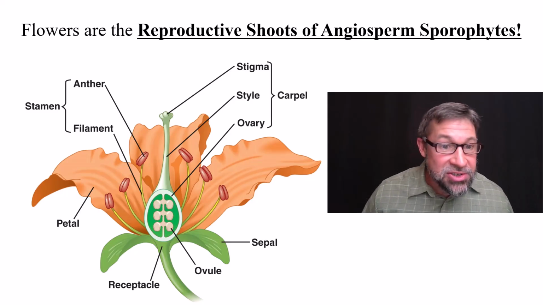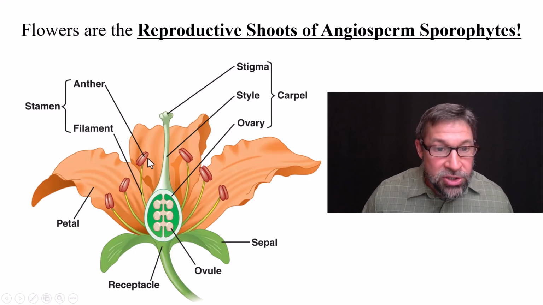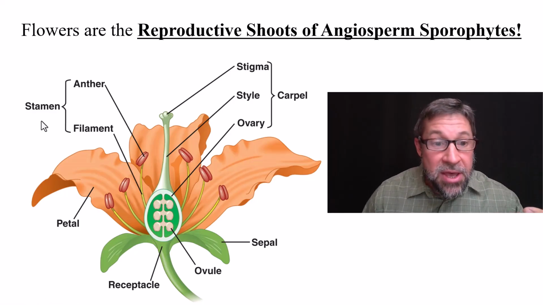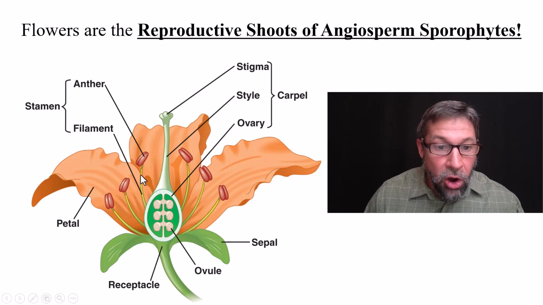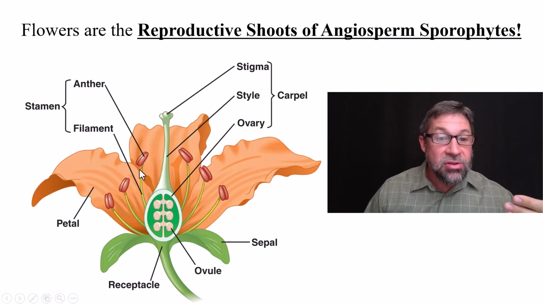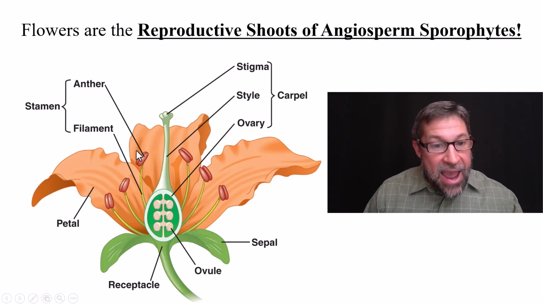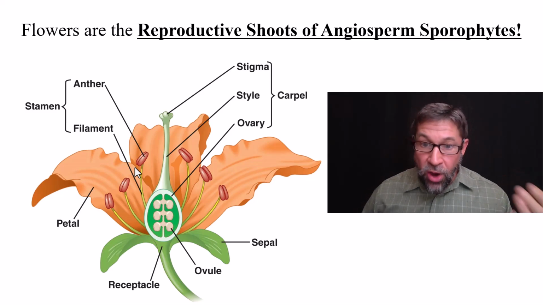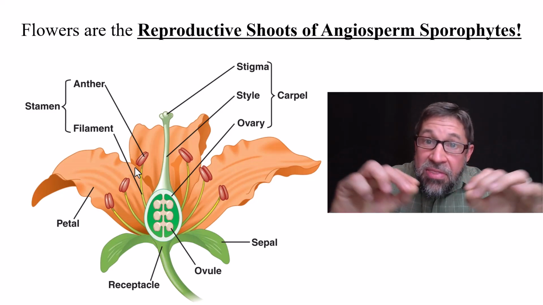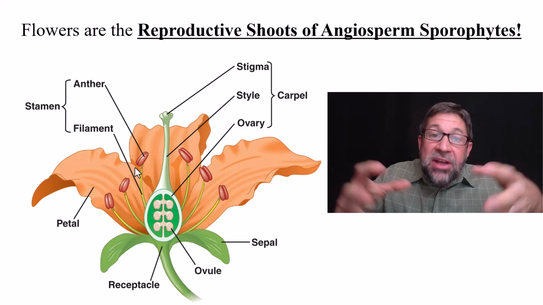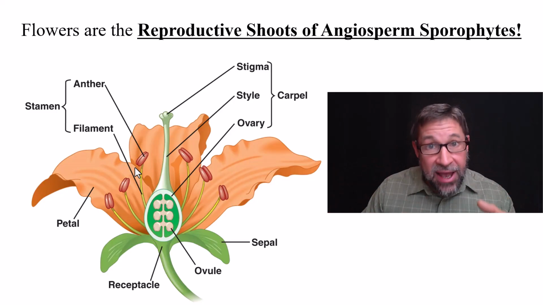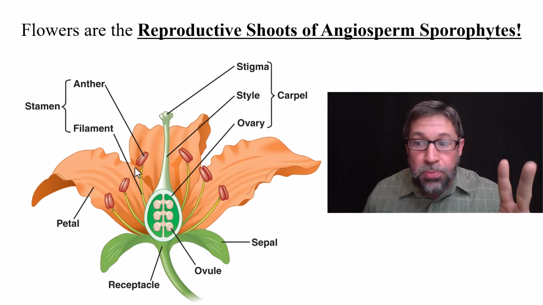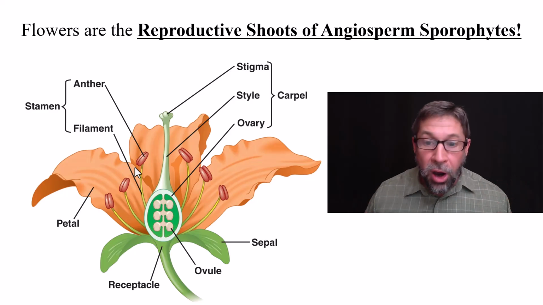Okay, the flower consists of the male part, which is known as the stamen. The stamen is composed of this long, slender stalk, which is the filament, and the anther on top of the filament, which produces the pollen granules. Remember, within that pollen granule, that's where the gametophyte is housed. The gametophyte produces the sperm. There are two sperm that are produced per pollen grain.